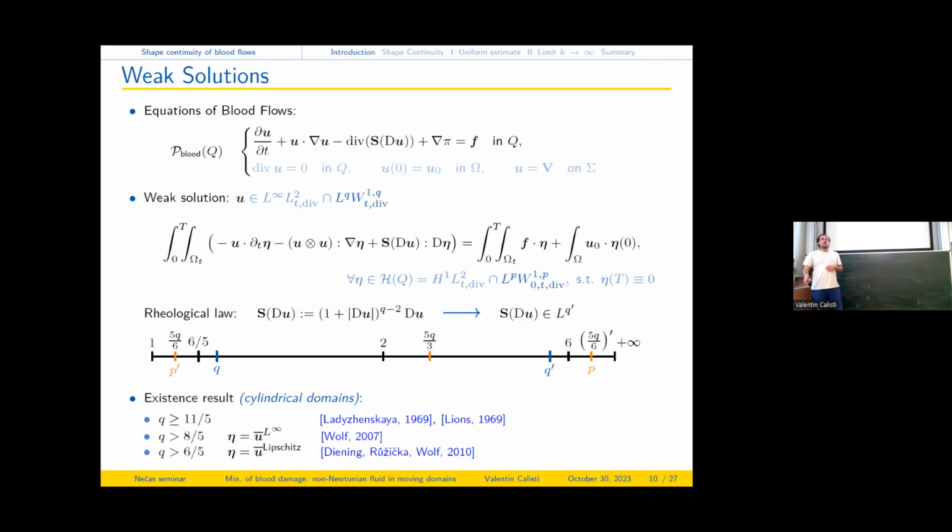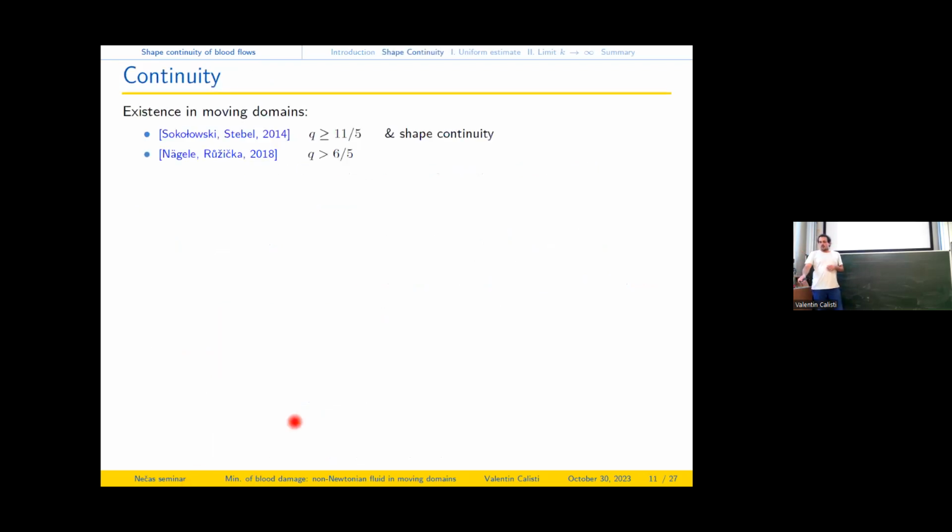In the case of non-cylindrical domains, for q greater than 11/5, it was done in the paper of Jan Sokolowski and Jan Stebel, and they also showed shape continuity of the problem. So for the same setting of a sequence of moving domains, they showed that the solutions are converging to the solution in the limiting domain. And the case q greater than 6/5 was done in the paper of Nägele and Růžička. And what we started to do is to prove also the shape continuity in our case.